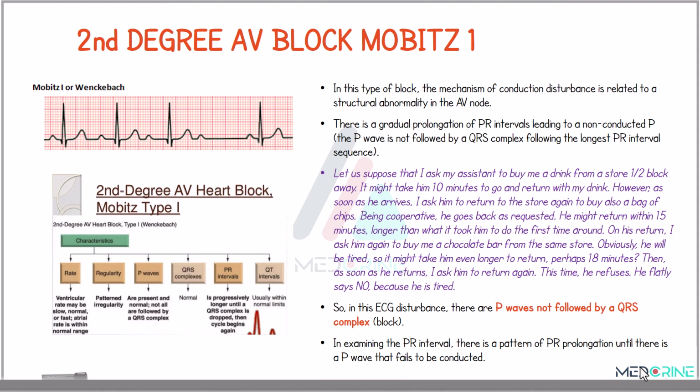In this type of heart block, the mechanism of conduction disturbance is related to the structural abnormality of the atrioventricular node itself. So, there is a gradual prolongation of the PR interval that leads to a non-conducted P wave. In short, the P wave is not followed by the QRS complex following the longest PR interval. Let's use this analogy to help you understand Mobitz type 1 better.